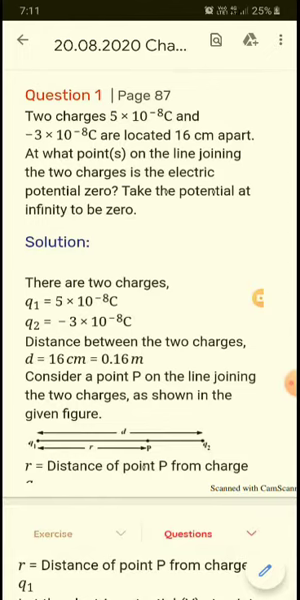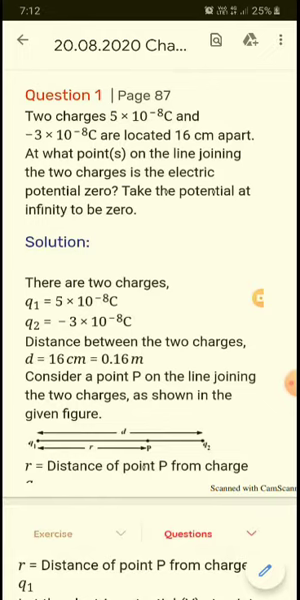See the diagram. P is the point, Q1 is one charge and Q2 is another charge, and the distance between these two charges will be D. The distance between P and Q1 will be marked as R. So what is R? The distance from point P to Q1.